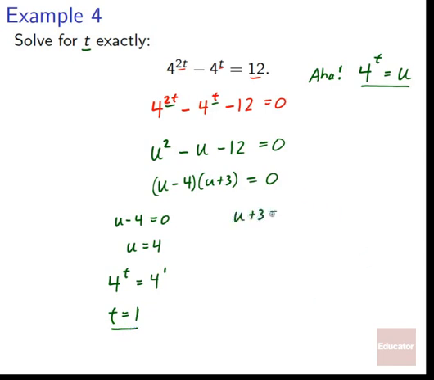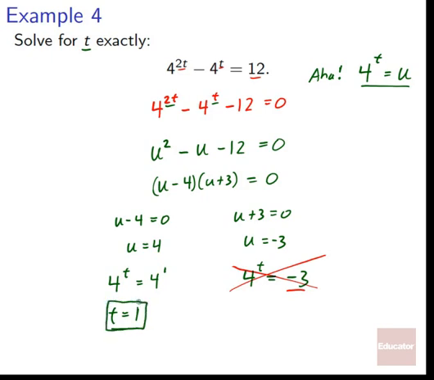u plus 3 equals 0, so we've got u equals negative 3. We swap out for 4 to the t equals negative 3, and at this point we realize, oh, that's madness, right? There's no possible way that 4 to the t can equal a negative number. There's no real number we can raise 4 to that's going to give us a negative number. So this way lies madness, so we knock it out. No possible answers there. So our only answer is t equals 1.